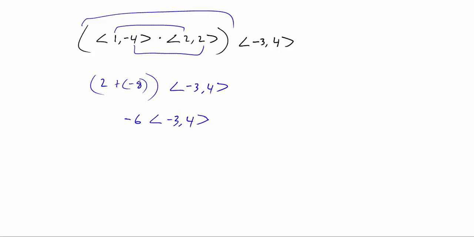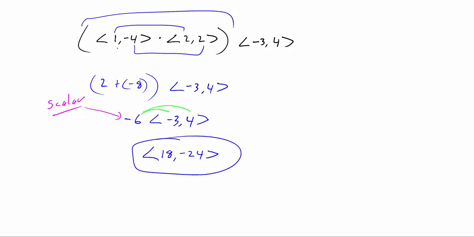And now hopefully you're going to see what's going to happen. Once we multiply the two vectors together, this -6 is a scalar, and now we just have a scalar multiplied by a vector. So this is the scalar multiplication we talked about before. So now all we're going to do is distribute the -6, and the answer will turn out to be a vector, because we're going to get -6 times -3, which is a positive 18, and -6 times 4, which is -24. So notice here, if we multiply three vectors together, your answer turns out to be a vector.